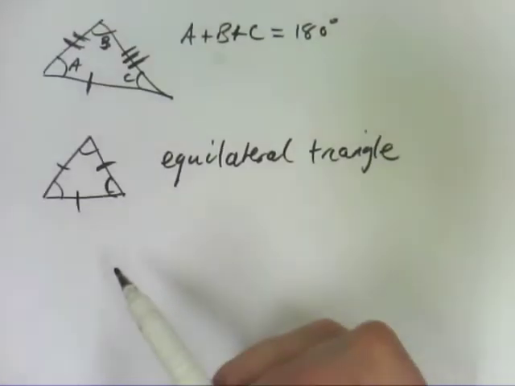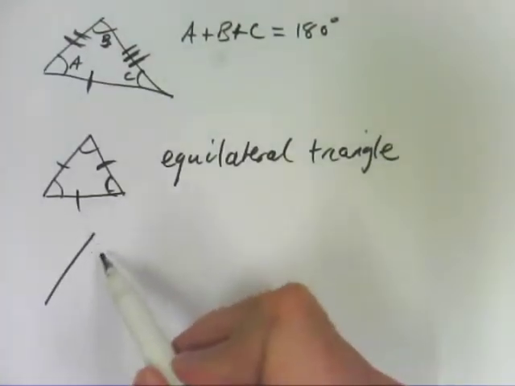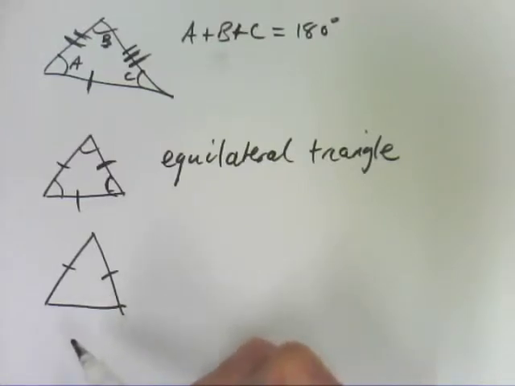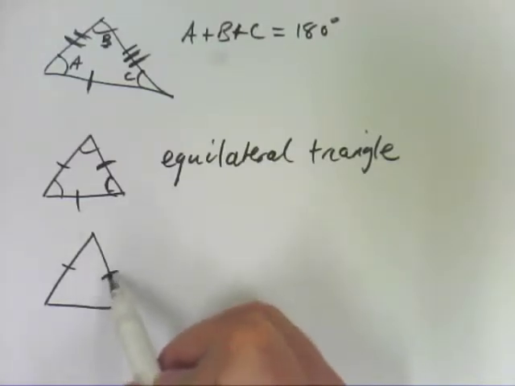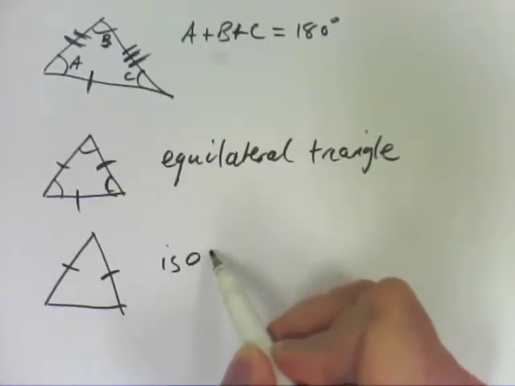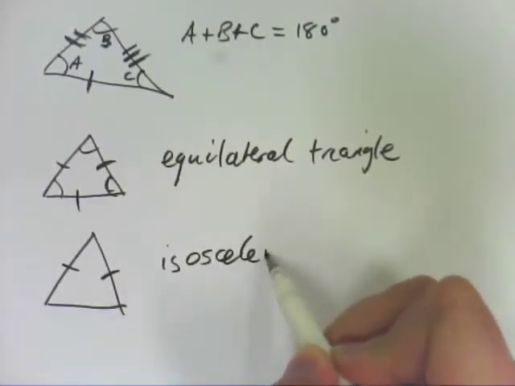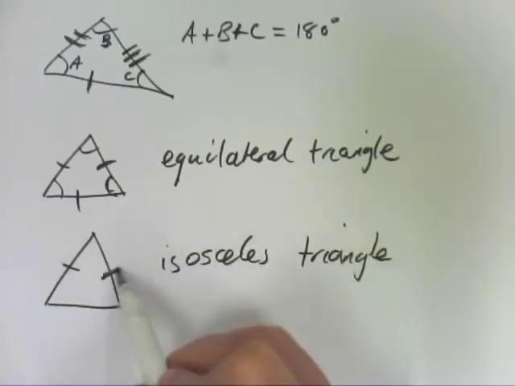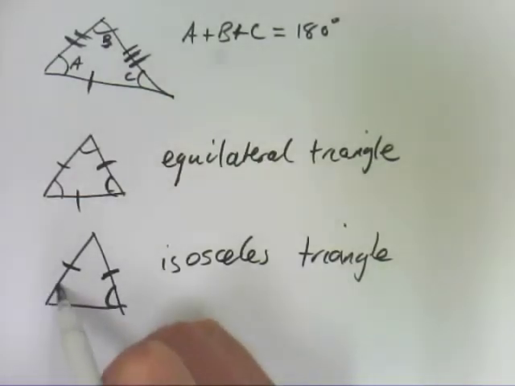There are some more triangles you might need to know about, and one is called an isosceles triangle, where these 2 sides here are the same. Isosceles. Needed to think about that one. Isosceles triangle. These 2 sides here are the same, which means these 2 angles here are also the same.